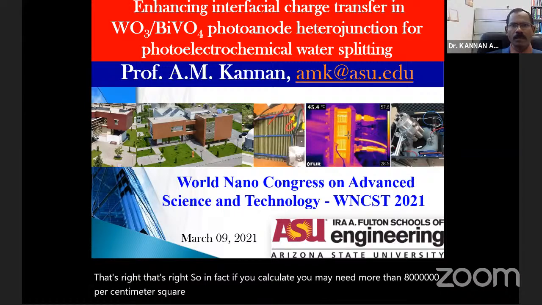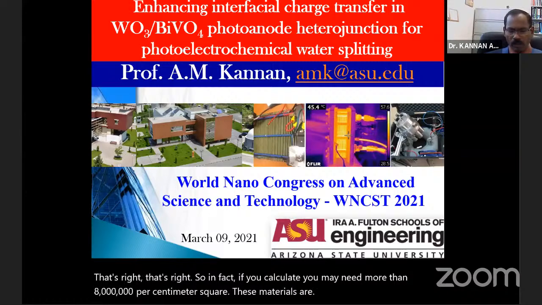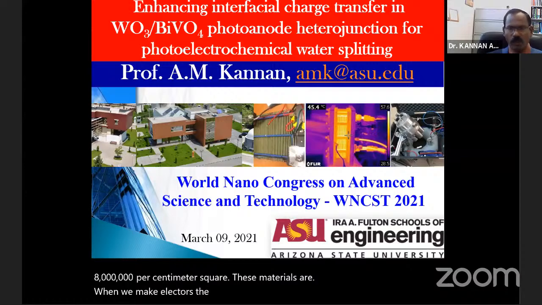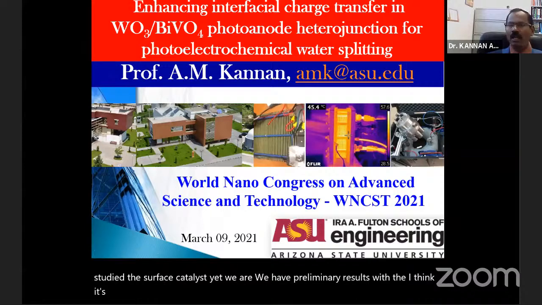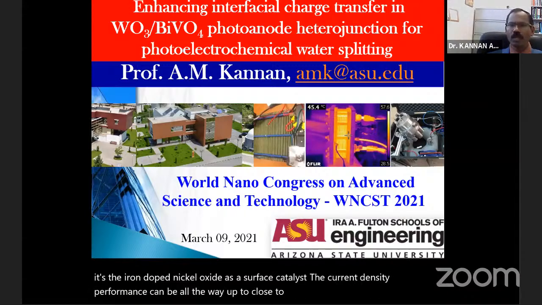When we make electrodes, the goal is always to have a surface catalyst. We have not studied the surface catalyst yet. We have preliminary results with, I think, an iron doped nickel oxide as a surface catalyst. The current density performance can go all the way up to close to 8.9 milliamp per centimeter square.